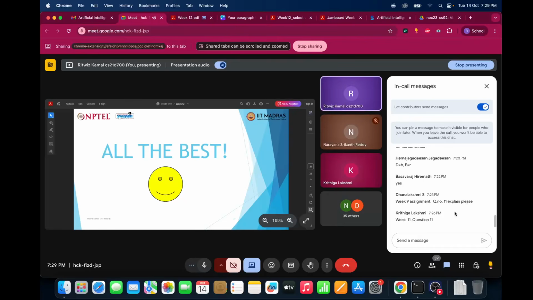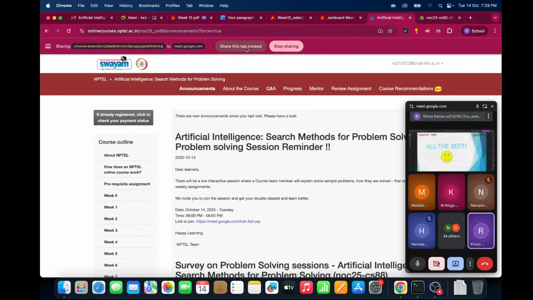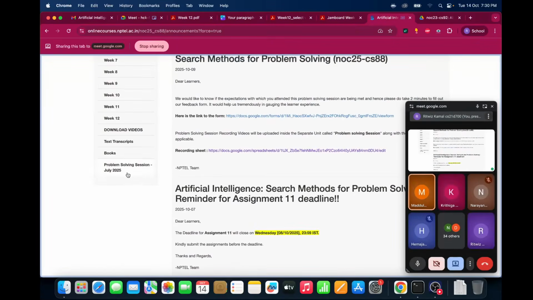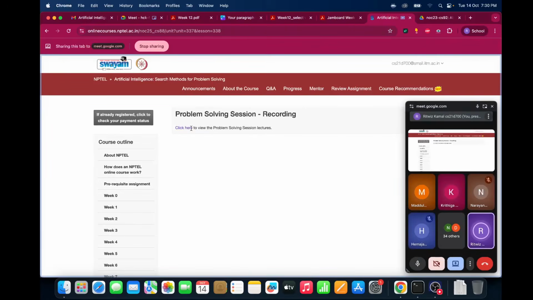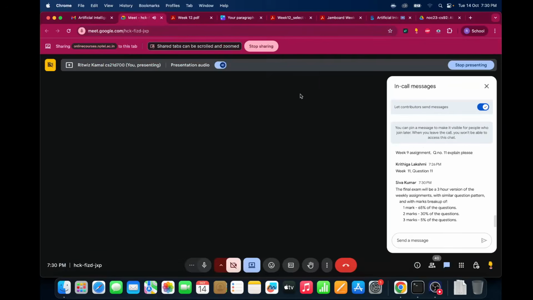Sir, can we find the recorded session videos in the SWAYAM app? Yeah, it's already there. Not the current session, but all previous sessions are already there. Let me point that out to you. Over here, you see this recording link? Just click on that. It will lead you to a Google Sheet, where you'll find all the recordings. I'll add today's recording by tonight. Okay, thank you.